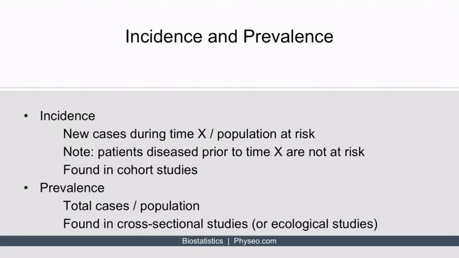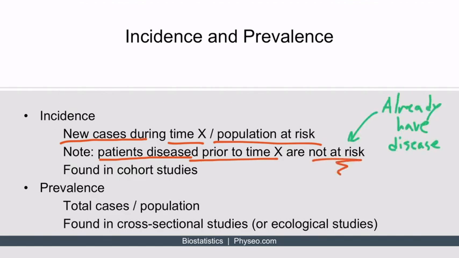The incidence of disease is found by taking the new cases during time X and dividing that by the population at risk. Something to keep in mind is that patients that are diseased prior to time X are not at risk. They already have the disease. And incidence is found in cohort studies.